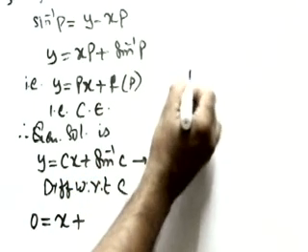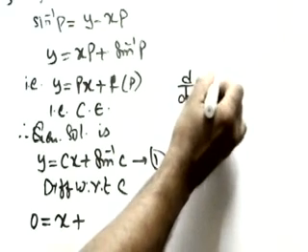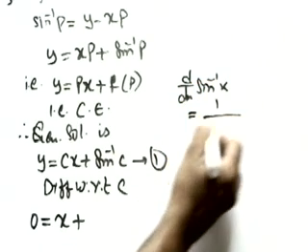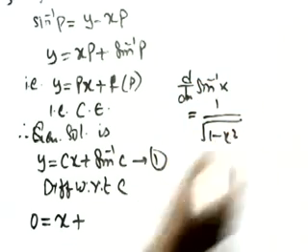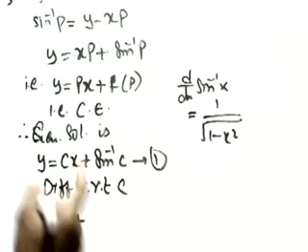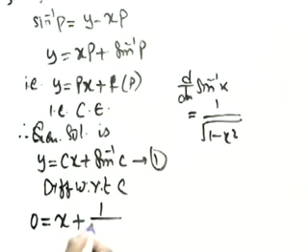Plus now d/dx of sine inverse x. We know what d/dx of sine inverse x is. d/dx of sine inverse x is 1 by under root of 1 minus x squared. So in that way, the differentiation of sine inverse c will be 1 by under root of 1 minus c squared.